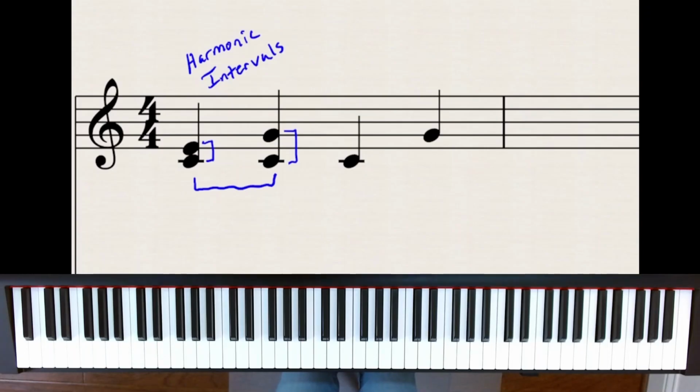And if we go to the next example here, we have from C to G. Those are separated. It could be any note from C to E, C to F. Anytime they're separated like that, those are called melodic intervals.